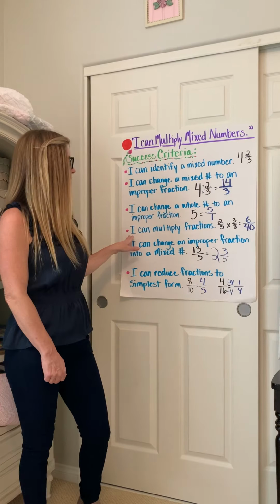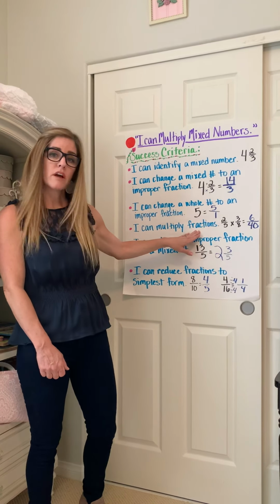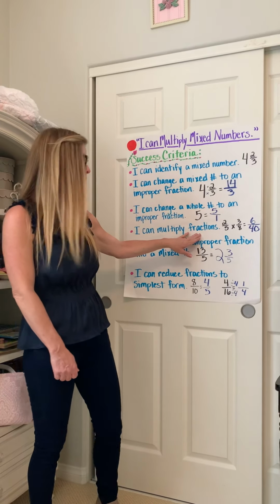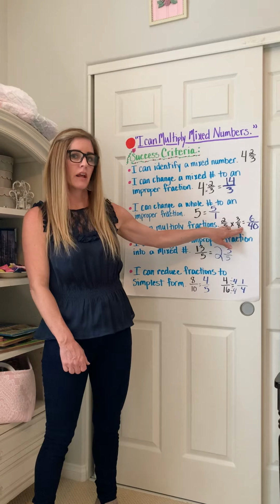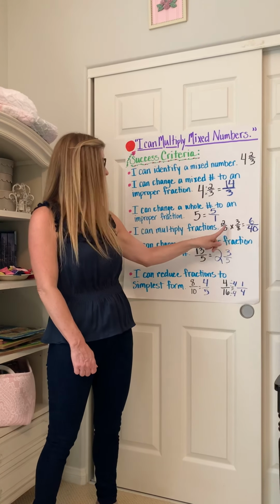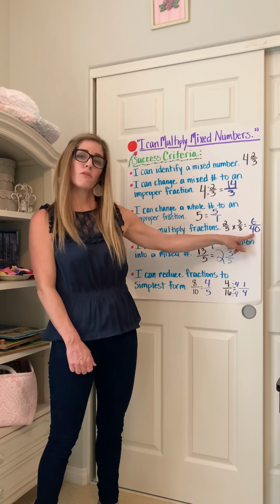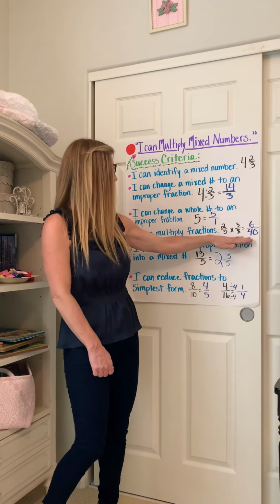All right, our next piece of success criteria is I can multiply fractions. We've already worked on this. This should feel comfortable. We're just going to multiply straight across our numerators and our denominators. So in this case, 2 times 3 would be 6. 5 times 8 would be 40. So 6/40 ends up being our answer for that one.